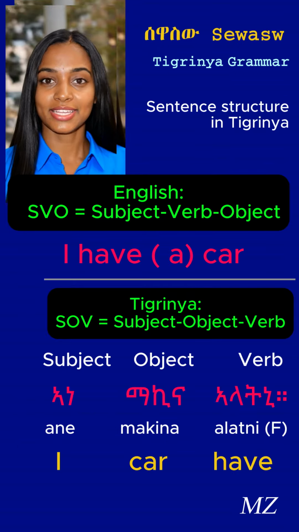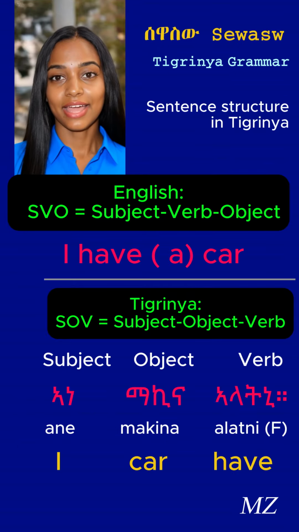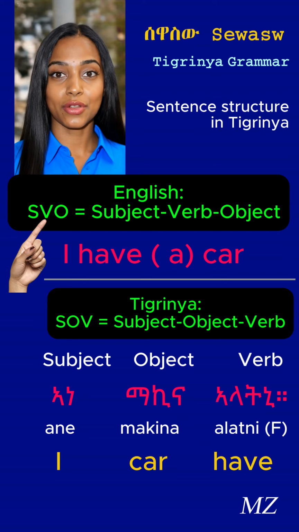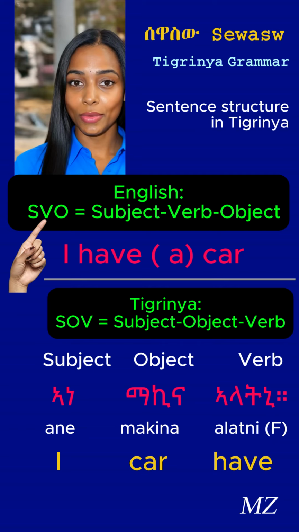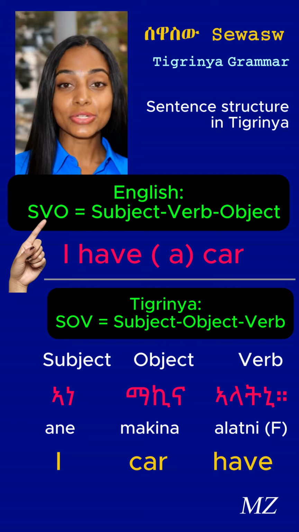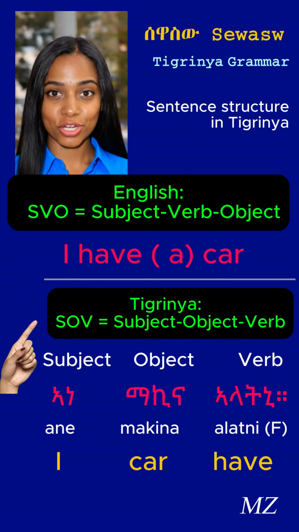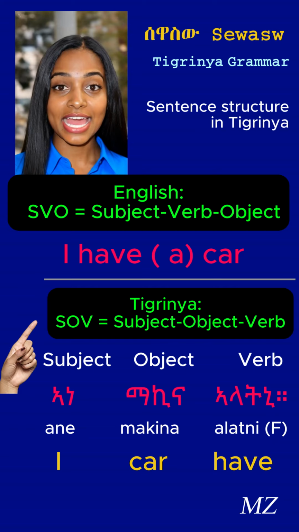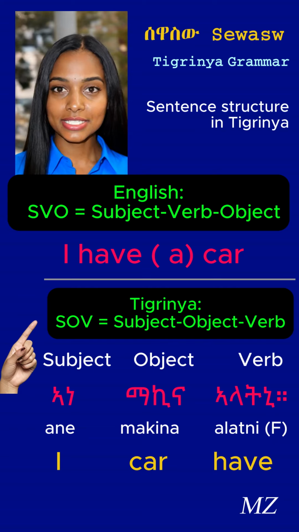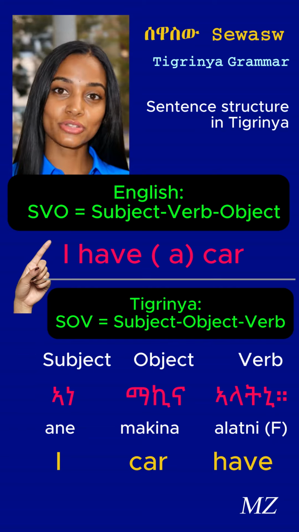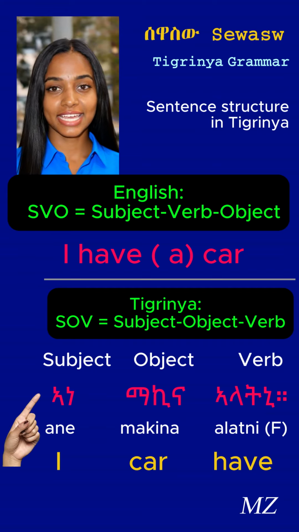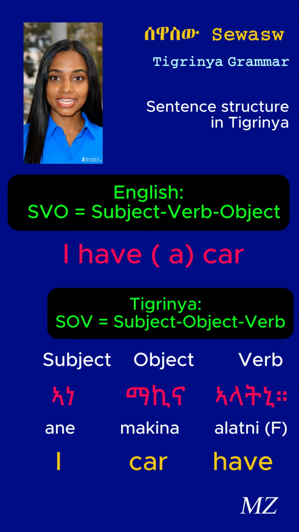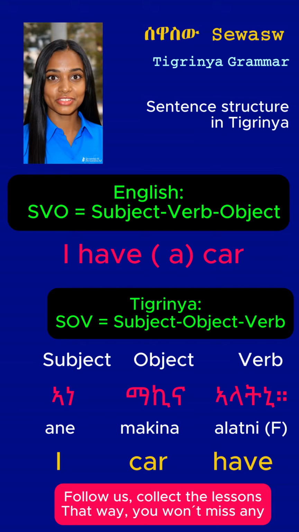Grammar: sentence structure in Tigrinya. In English, a sentence is formed as follows. The subject comes first, then the verb, predicate, and finally the object. In Tigrinya, however, the subject comes first, followed by the object, and then the verb. Let's look at an example. In English, I have a car. In Tigrinya, ana makina ala tini. In Tigrinya, the verb comes at the end of the sentence.